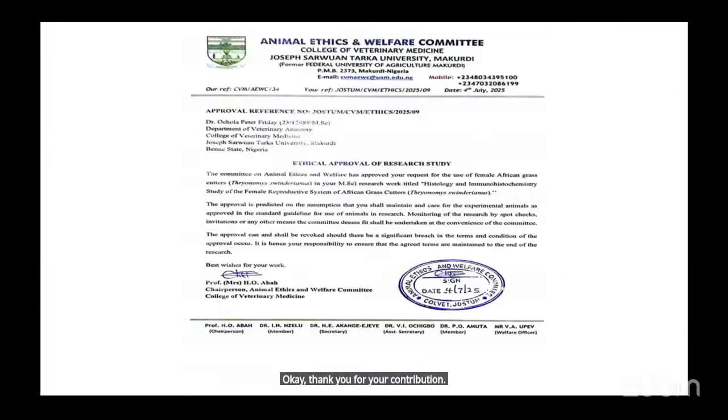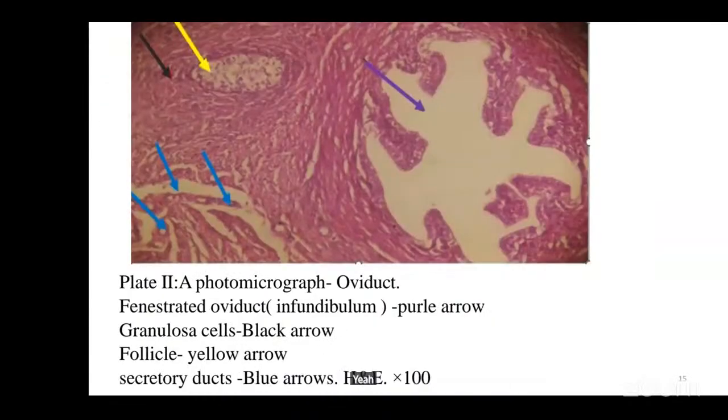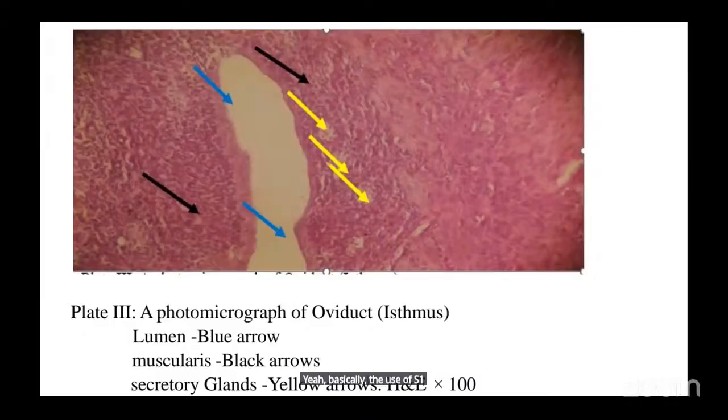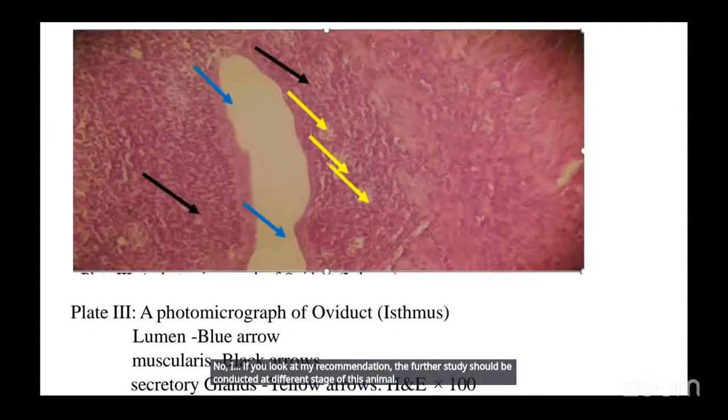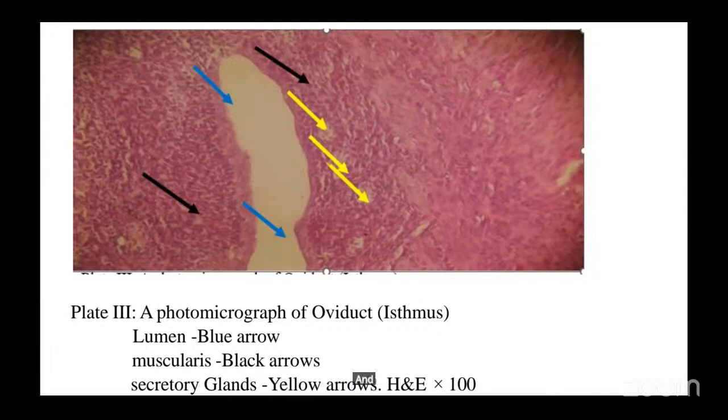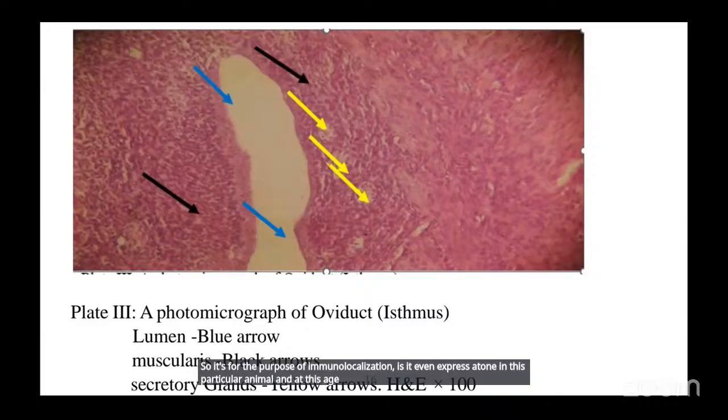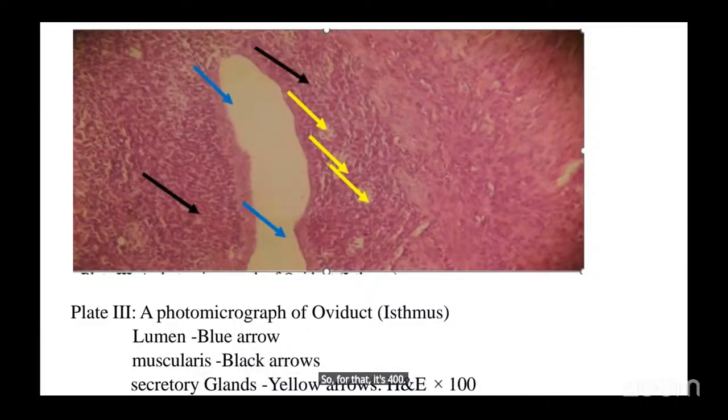Dr. Ochala, please respond. Yeah, basically, the use of S100 is for the purpose of immunolocalization. If you look at my recommendation, further study should be conducted at different stages of this animal. For us, we have picked the juvenile stage, and we have successfully determined that S100 is expressed at this age. So it's for the purpose of immunolocalization. Is it even expressed at all in this particular animal and at this age? Sorry, what do you mean by expression of S100?